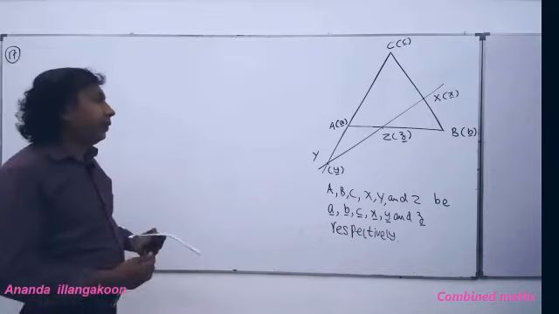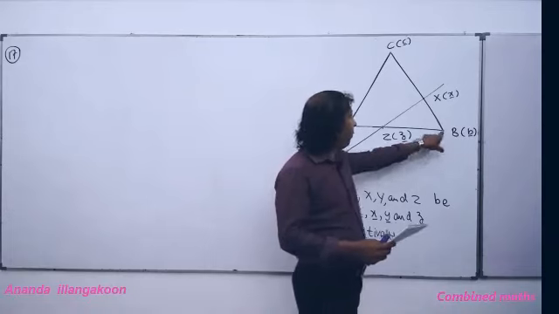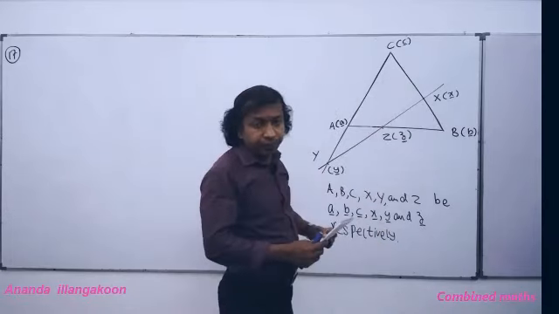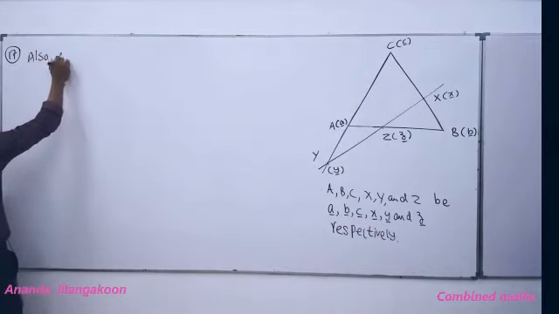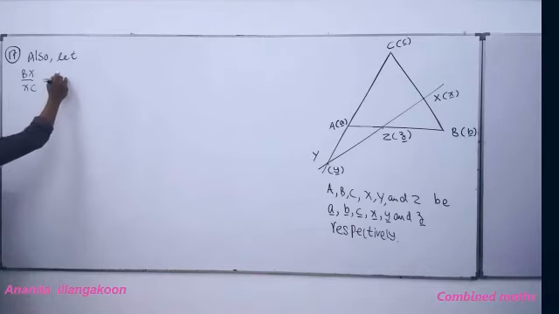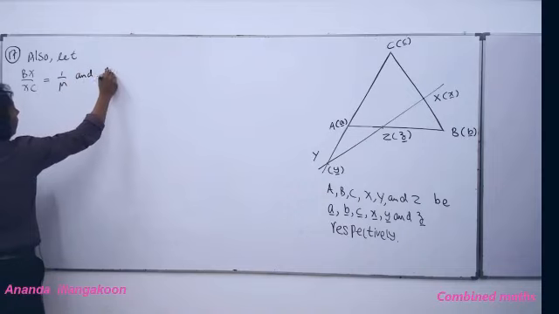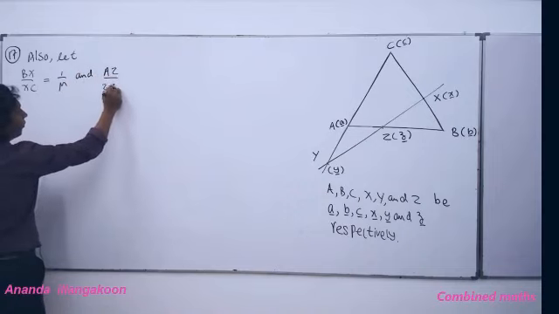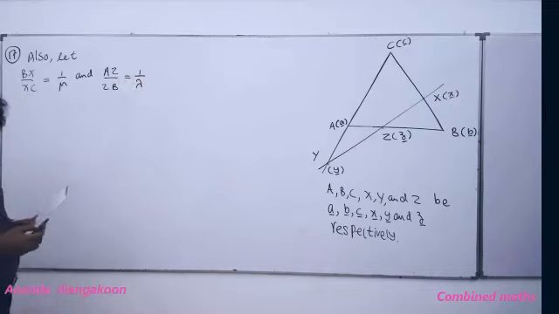Right. Now, people, I am going to assume this BX-XC ratio. Also, write down. Also, let Bx divided by Xc, Bx, Xc be 1 is to mu. And Az is B, 1 upon lambda. This way we assume the ratio.